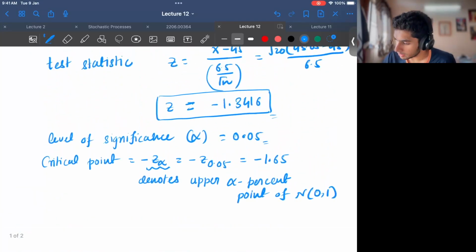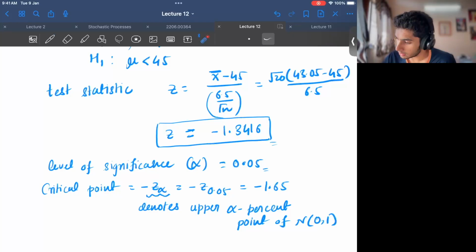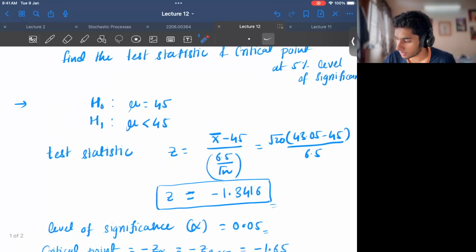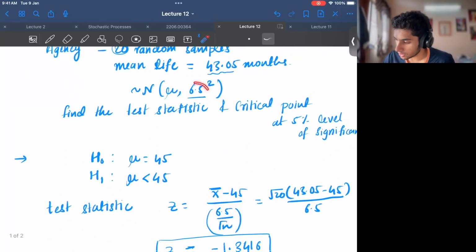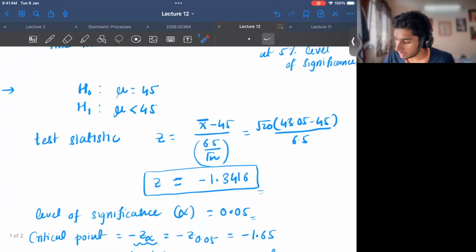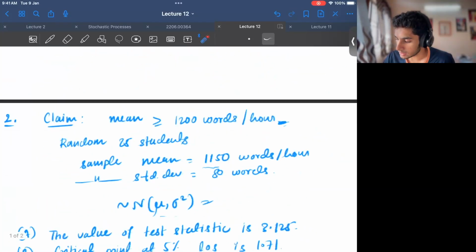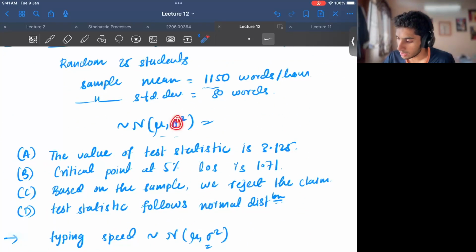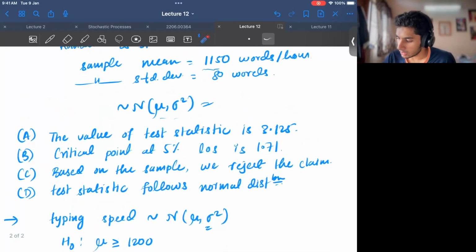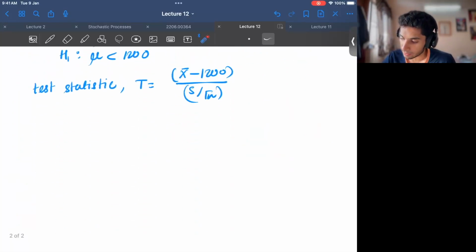Here, remember, we used the population standard deviation, which was 6.5, which was given to you. However, here we don't know the population variance, we don't know what sigma is. However, we know the sample standard deviation. So instead of the population standard deviation, we will use the sample standard deviation here. This is your test statistic.